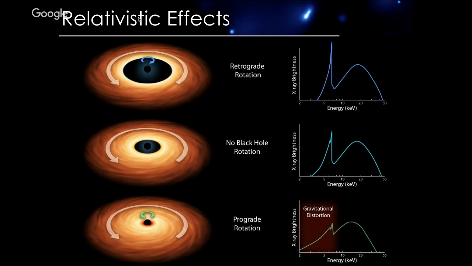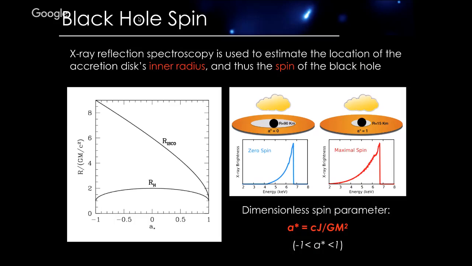So in this way, you have some sort of a direct connection to the spin of the black hole, and this has been known for quite some time. You have a monotonic relationship between the spin and the position of the ISCO radius. We typically measure this with a dimensionless spin parameter that I'm showing here, cJ over GM squared, where J is the actual angular momentum of the black hole.